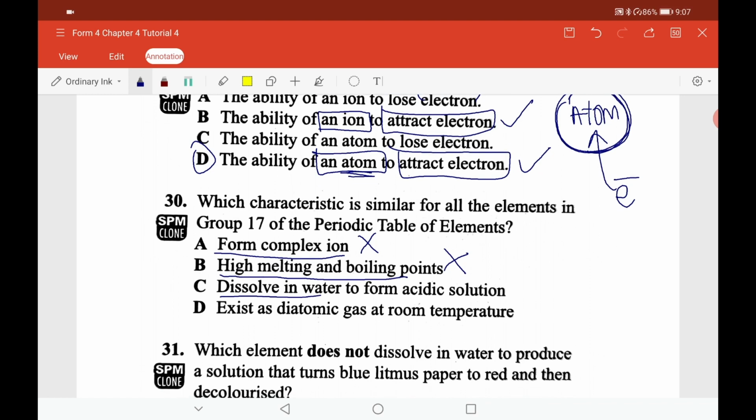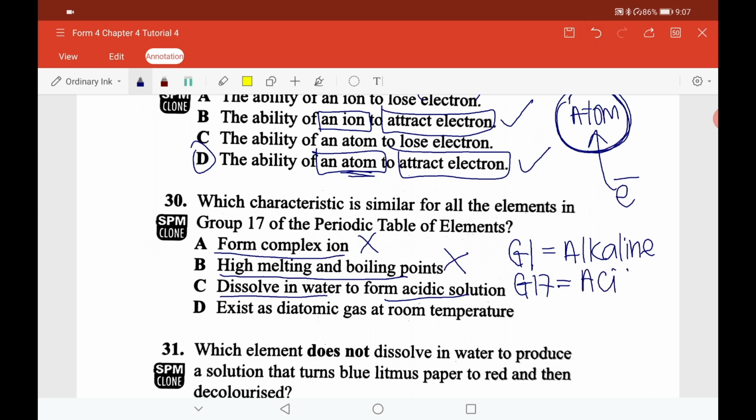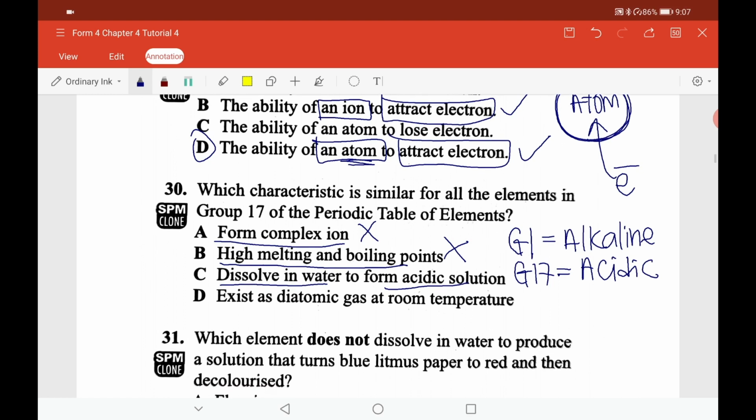C, it dissolves in water to form acidic solution. Yes, group 17 is acidic. Remember, group 1 is alkaline, that's why we call it alkali metal. Group 17 is the opposite of group 1. When group 1 is alkaline, group 17 is acidic. So answer C, dissolves in water to form acidic solution, is okay.